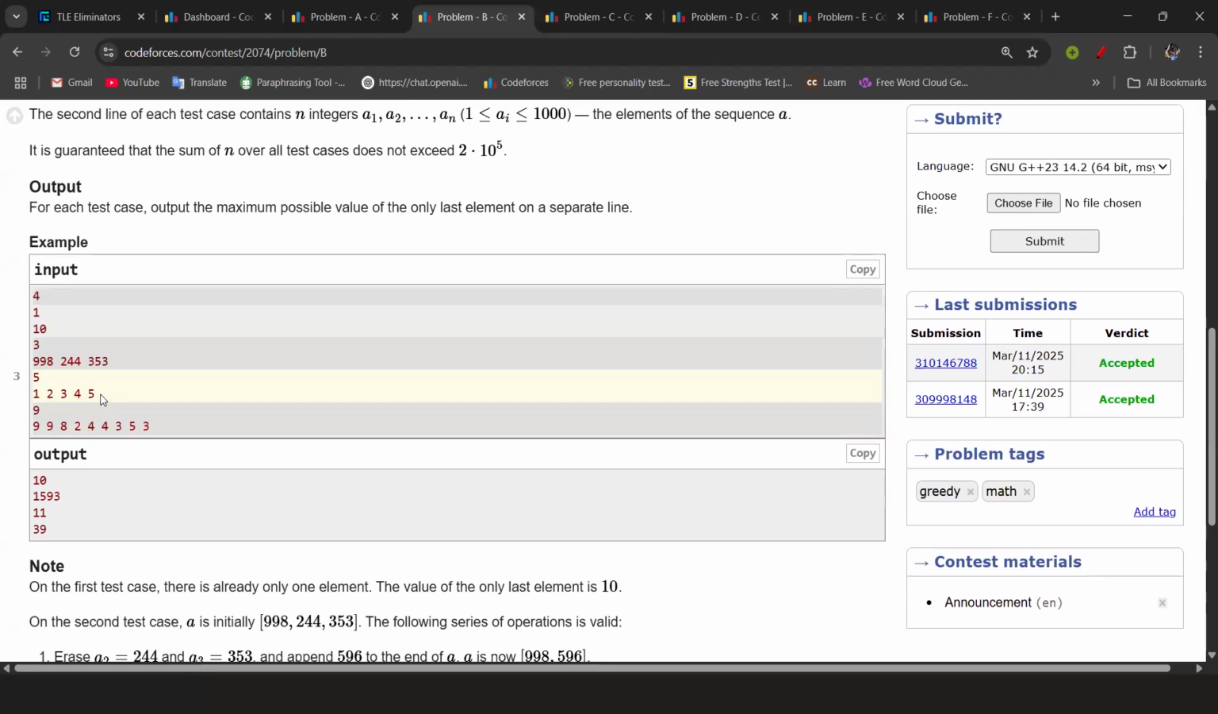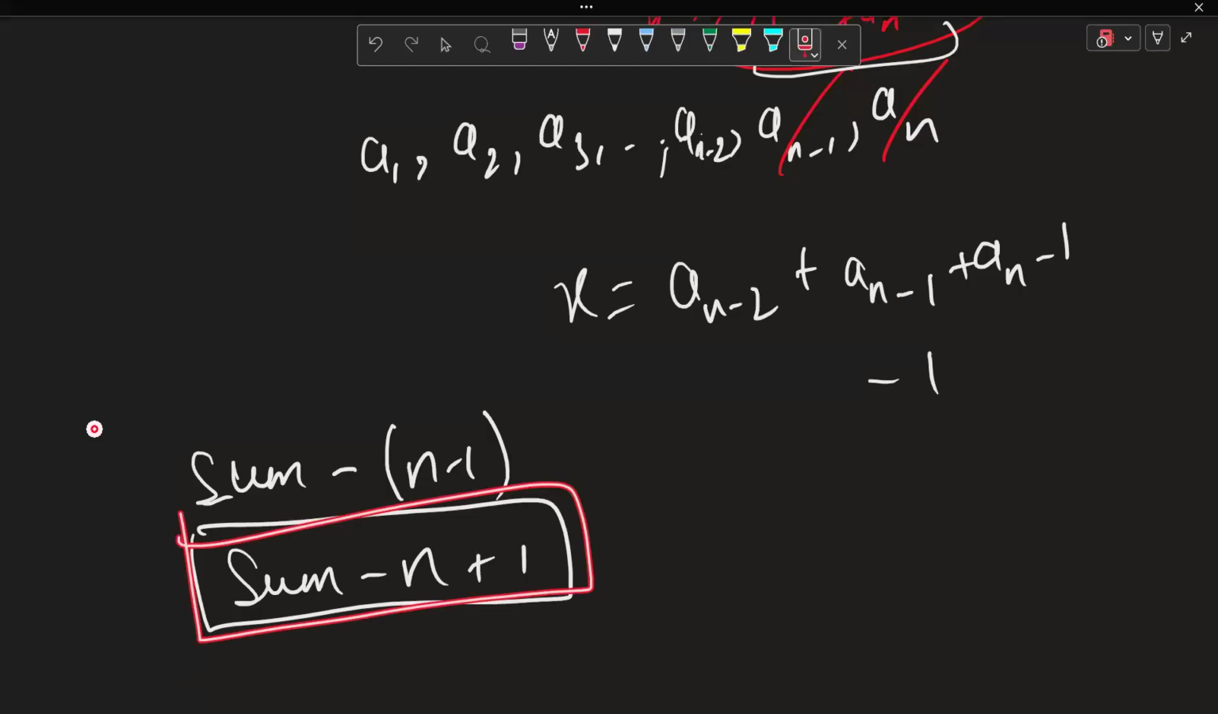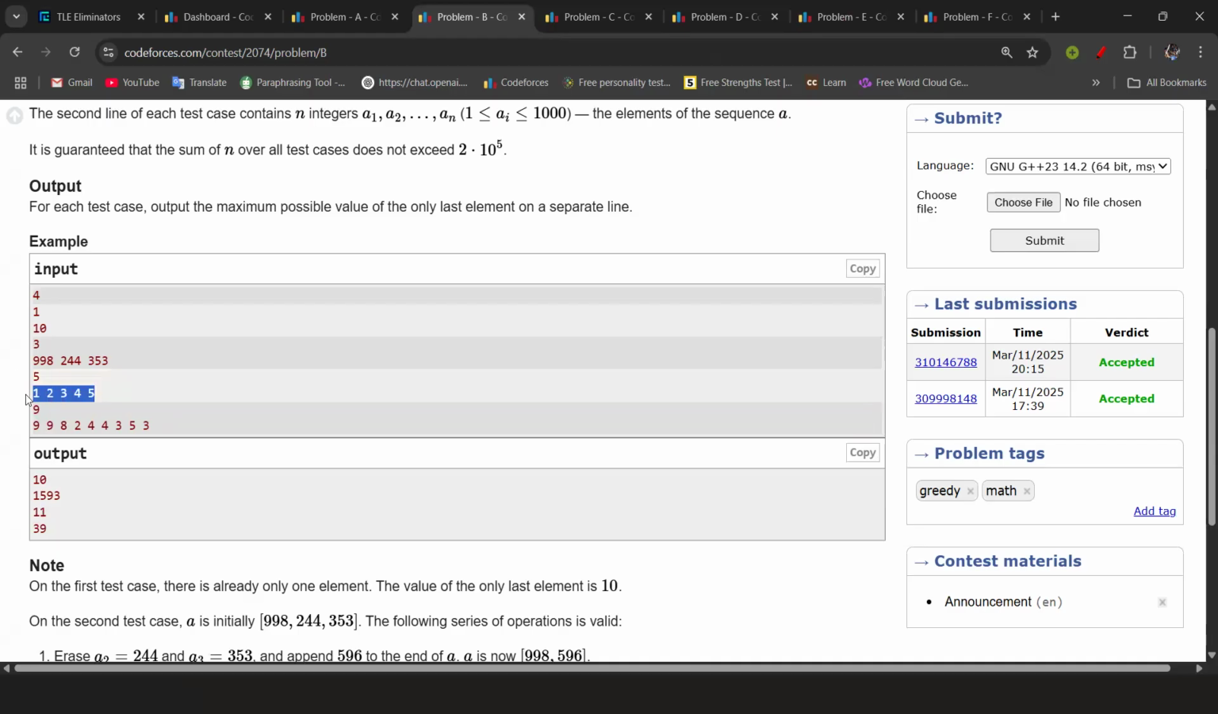Yeah, in test case 3, you can see the sum is 9, 3, 12, and 3, 15. So 15 minus n minus 1, that is 15 minus 4, you get 11. You can verify them in the test cases. Your final answer would always be sum minus n plus 1. Here the sum was 15, minus n is 10, plus 1 is 11. You can also just do the sum and subtract 2 with it. You will get this.